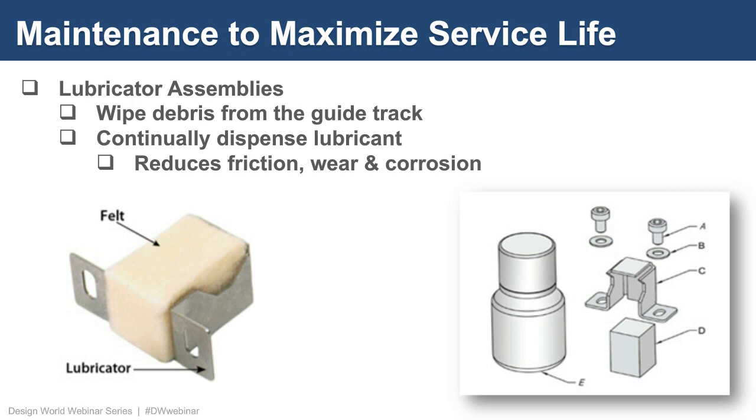One of the most important accessories you could include is the lubricator assemblies. These help to wipe debris from the guide track away from the wheel to track interface. The oil-saturated felt continuously dispenses lubricant. This lubricant helps to reduce the friction, reduce the wear, and reduce the corrosion. You can see here these are just a few simple mechanical parts that you can use to really help maximize the life of a guide wheel motion system.